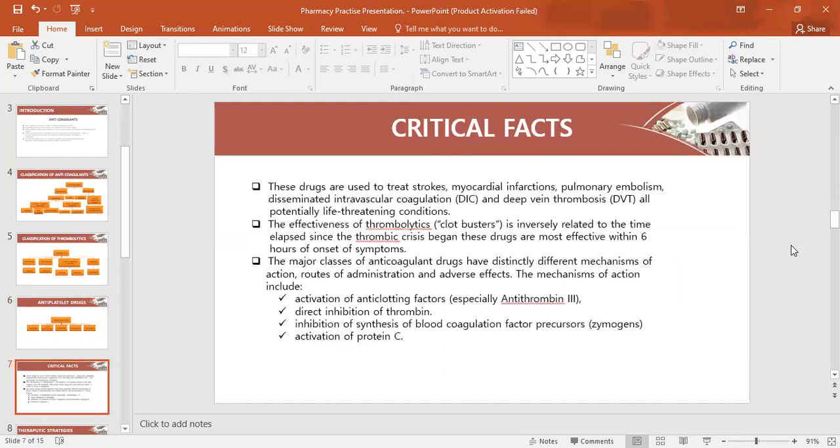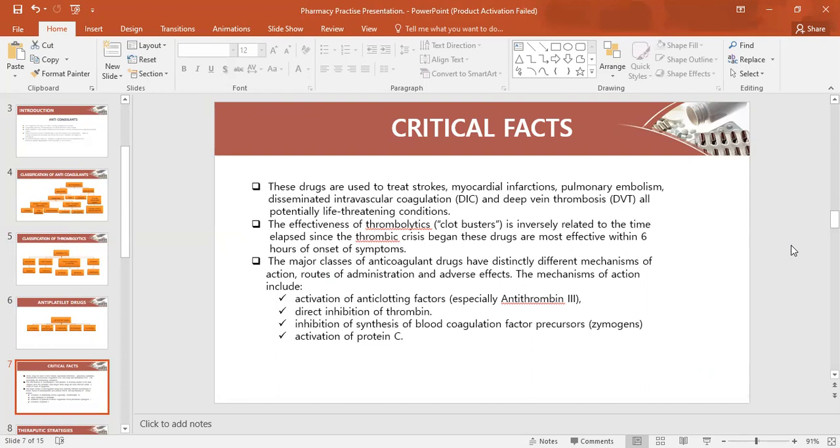Now here we have some critical facts. These drugs are used to treat strokes, myocardial infarctions, pulmonary embolism, disseminated intravascular coagulation, and deep vein thrombosis. All of these conditions are potentially life-threatening. The effectiveness of thrombolytics or clot busters is inversely related to the time that has elapsed since the thrombotic crisis began, because these drugs are most effective within 6 hours of onset of symptoms.